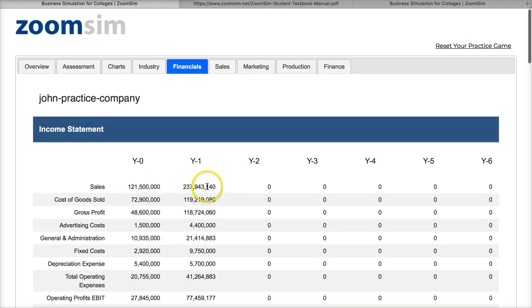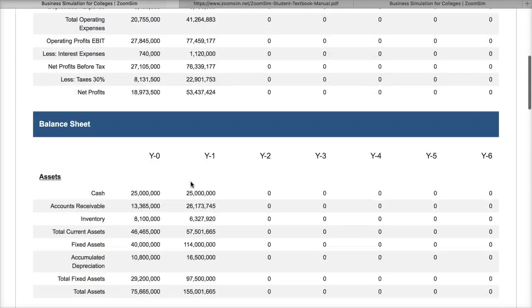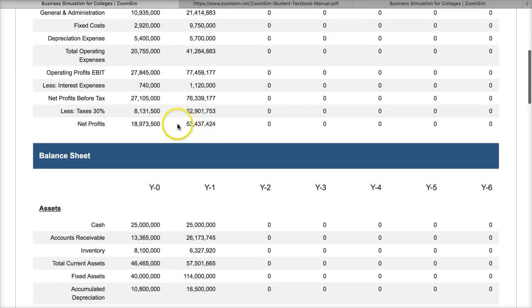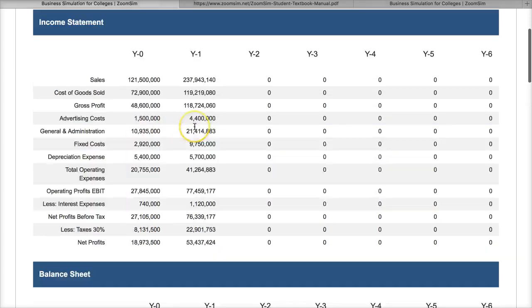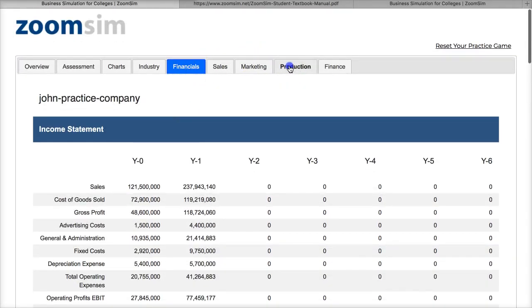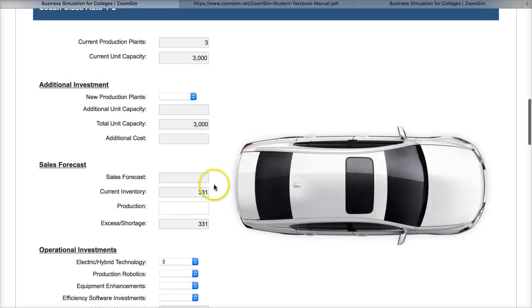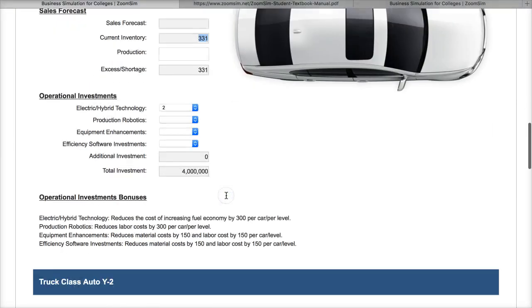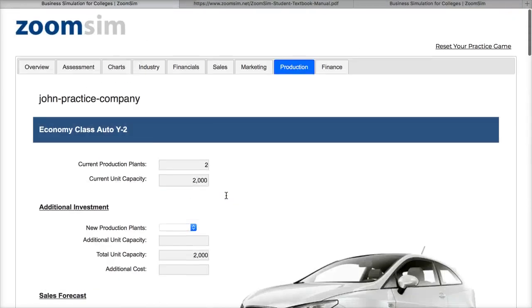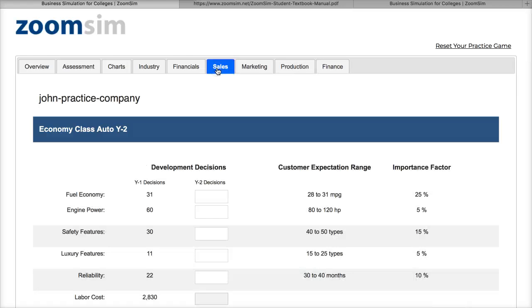So in year 1, the financials, I thought I was going to make 250 million in sales, but I only did 237 million. And for profits, I thought they were going to be higher, but they're actually lower than forecasted. That's because, if I look at the production page, I had some leftover inventory. I did not sell all the cars I had hoped to sell, and that created an unexpected drop in sales and profits.